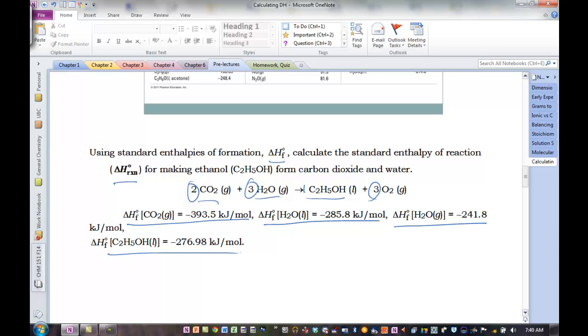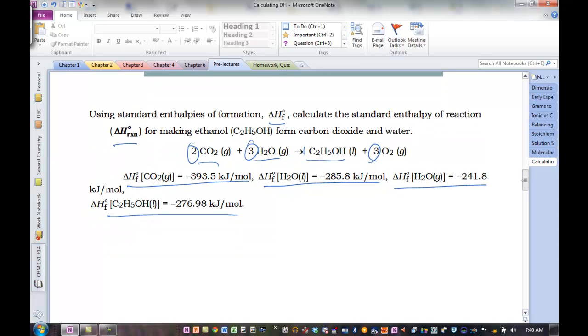And there's your delta H formation values. Now, all we have to do then is use the equation. So our delta H for that reaction is going to be the sum of the moles times the delta H of formation of the products. And then we're going to subtract off the sum of the delta H of formation of the reactants. Again, we're going to multiply by the coefficients. All right, so let's just set this up.